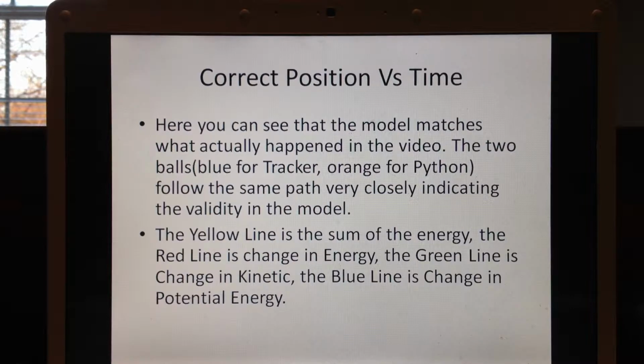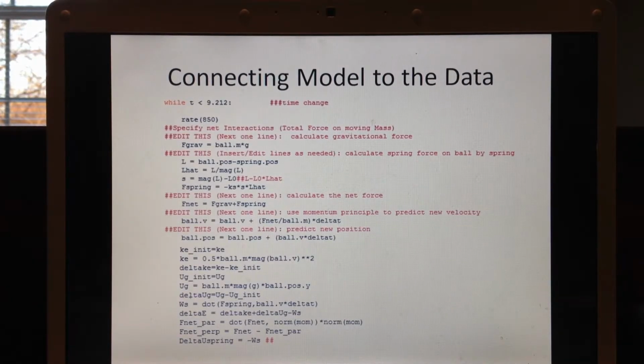That just shows that they're basically the same, with just a negligible difference, which indicates the accuracy. In the graph to the right, the yellow line was the sum of the energy, the red line is the change of the energy, the green line is the change in kinetic energy, the blue line is the change in potential. We'll revisit this later in the what does it mean, but you can notice that the yellow line, which was the sum of all the energy, was equal to 0, it just went along the axis, which is exactly what we wanted to see. Connecting the model to the data.